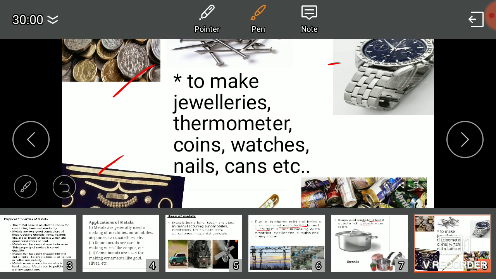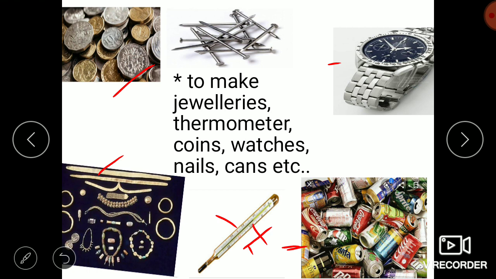We use the metal mercury in thermometer because mercury is the only liquid metal, if you remember that, and it's a good conductor of heat. Next, in jewelry, what metal is being used? We use gold, silver, platinum. In coin, can you guess what metal can be used?